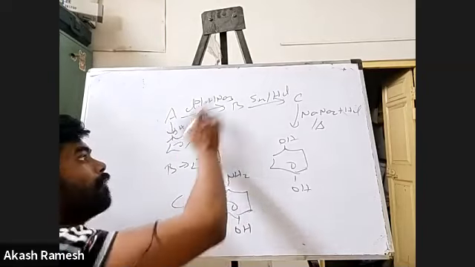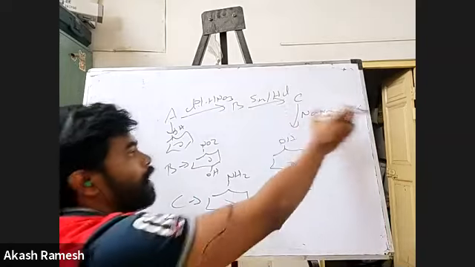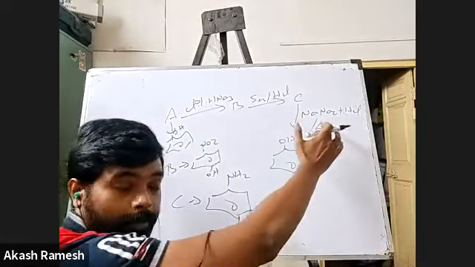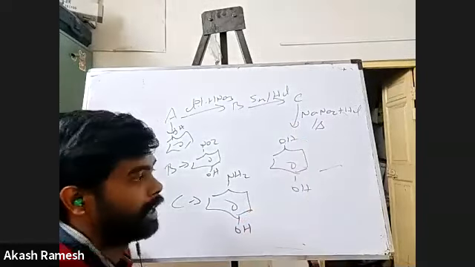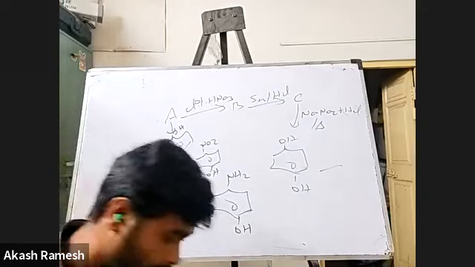So phenol with dilute HNO3 will give this, and then on reduction will give this, and then NaNO2 by HCl would have given me N2 plus Cl minus, and still I'm heating with the help of H2O. You are going to end up with this. Okay, right? Fine.